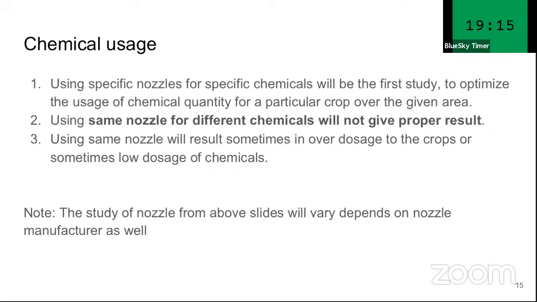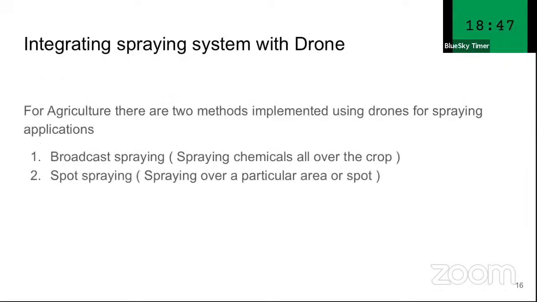Using the same nozzle for different chemicals will not give proper results, and will result sometimes in overdosage to the crops, or sometimes low dosage of the chemicals. So the study of nozzles from the above slides will vary depending upon the nozzle manufacturer as well. What we have shown is only typical manufacturers of nozzles, but from manufacturer to manufacturer, you will find nozzles varying in properties. Finally, what we have to look at is the discharge rate, the particle size, and the injection pressure. That combination is what we have to essentially look for in a given spray.